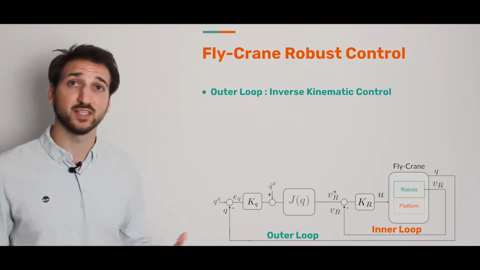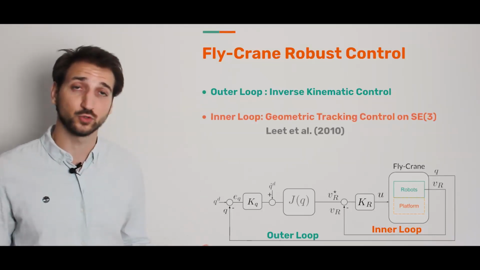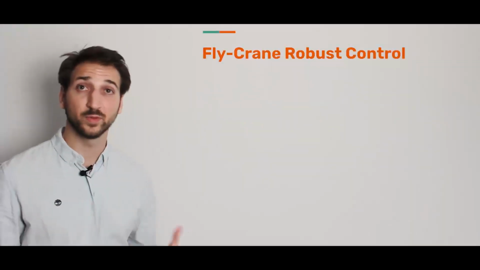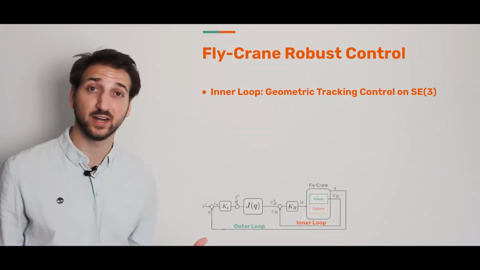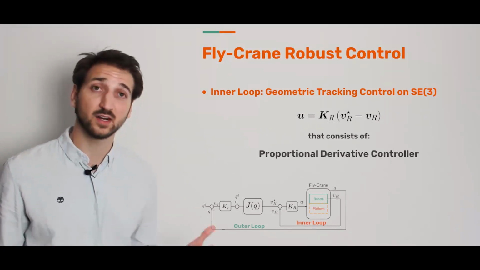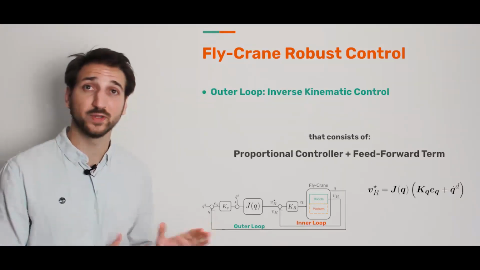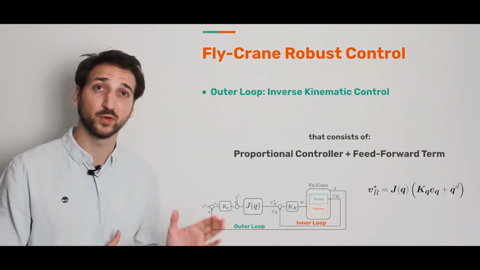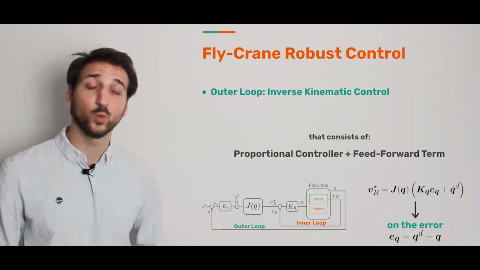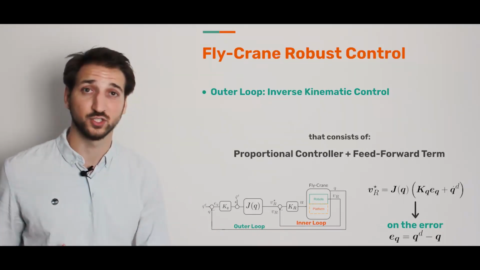The generated velocities are then commanded to the robots, which will track them through a geometric tracking control in SE(3), our inner loop controller. The inner loop is a proportional derivative controller on the error in velocity, where VR are the actual robot velocities and VR star are the references. Instead, the outer loop is a proportional controller on the platform configuration error Q desired minus Q plus a feed-forward term. With this choice, we try to keep a very slight error, avoiding sudden changes.